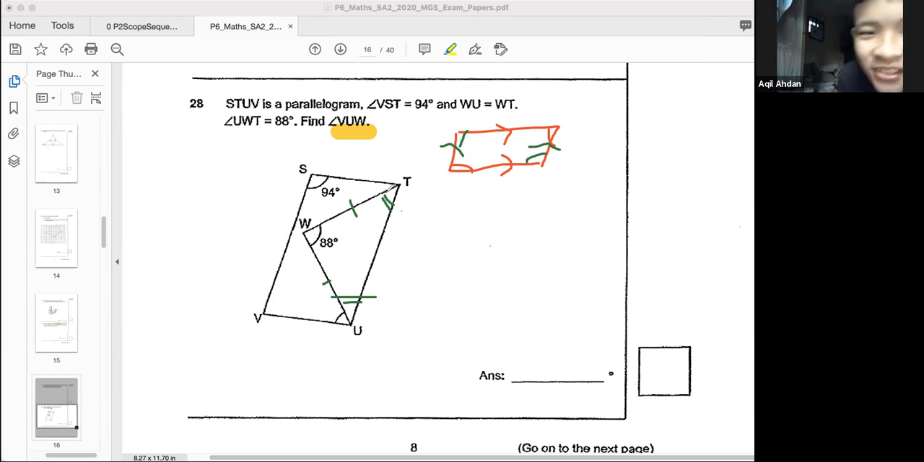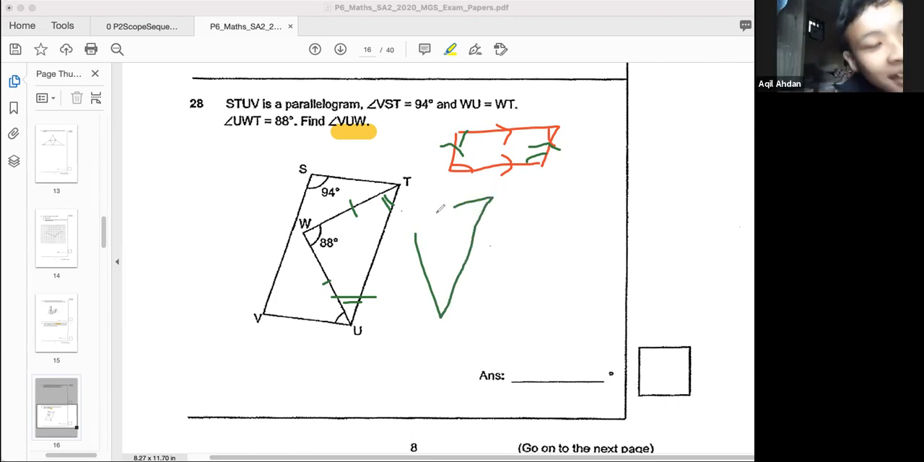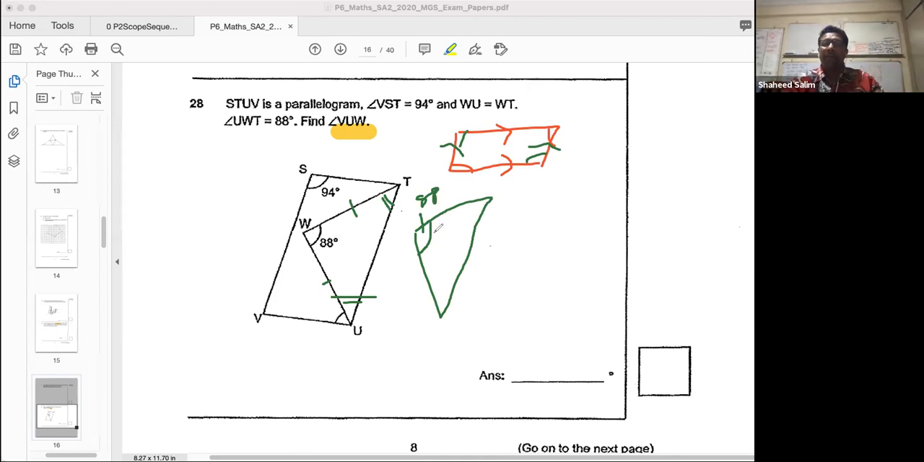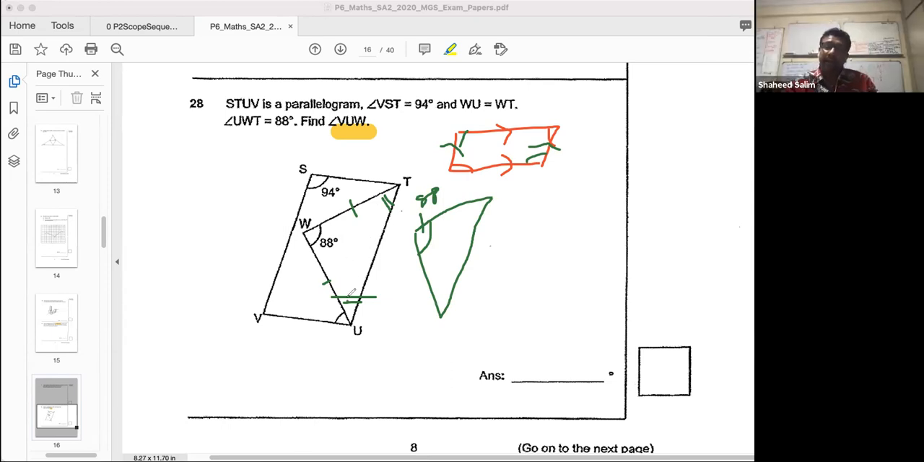Down here you see this triangle. So how do you take it? 180 minus 88, step by step. No, this triangle, this 44... You cannot just divide by 2. These two angles are the same.